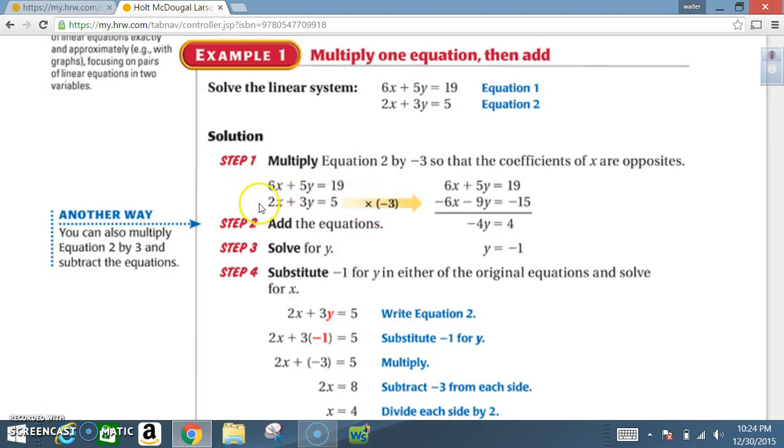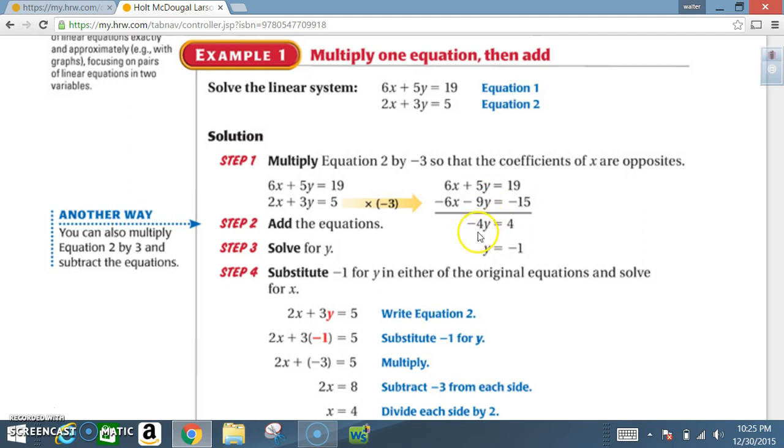Why? Because when I multiply here by a negative 3, this will become a negative 6, and the 6's will end up canceling out, as shown over here. So negative 3 times 2x is equal to a negative 6x. Negative 3 times the 3y is equal to a negative 9y. Negative 3 times 5 is equal to a negative 15. Now when we add going down, we get 6x minus 6x, that's gone. Positive 5y, when added to a negative 9y, is equal to a negative 4y. And then 19 minus 15 is equal to 4.